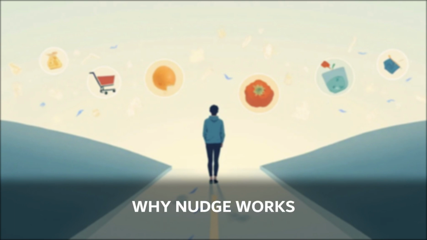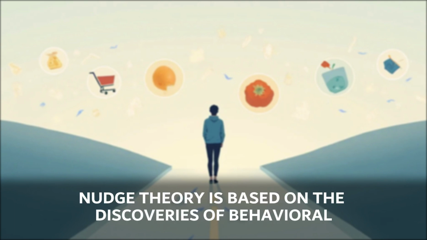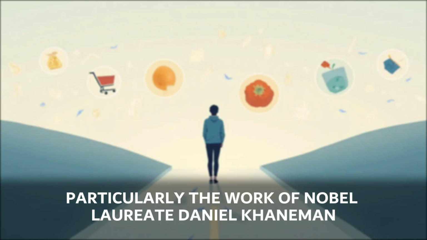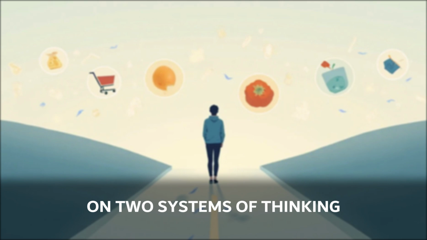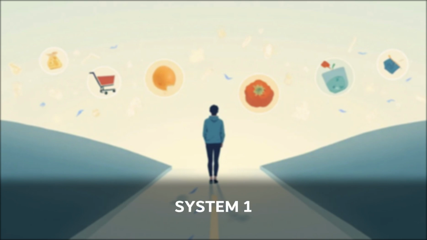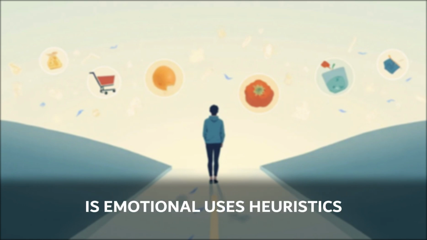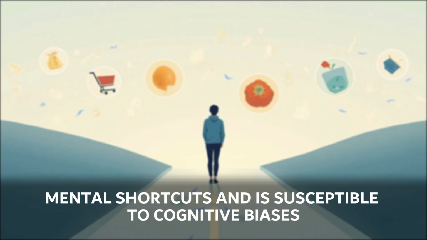Psychological foundations. Why nudge works. Nudge theory is based on the discoveries of behavioral economics and psychology, particularly the work of Nobel laureate Daniel Kahneman on two systems of thinking. System 1. Fast, intuitive, automatic thinking. It operates on autopilot, is emotional, uses heuristics, mental shortcuts, and is susceptible to cognitive biases.